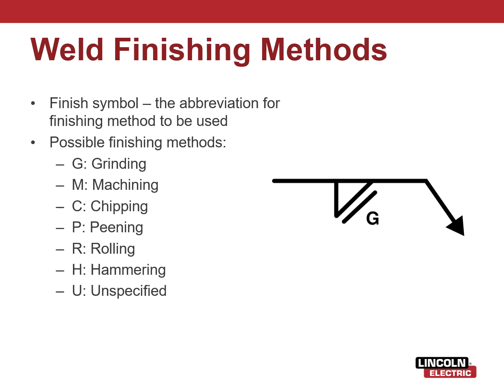Okay, and then lastly we have our weld finishing methods. So remember, if it wasn't a groove weld and we didn't need all that groove opening information, bevel information, then the next spot would be for the finish symbol. So we have G for grinding, M for machining. So maybe it's a surface weld that needs to get machined down. Chipping, so just chipping off slag. Peening for heat treating. Rolling, hammering, or unspecified. Okay, so that's the symbol. It's just the first letter of the word.